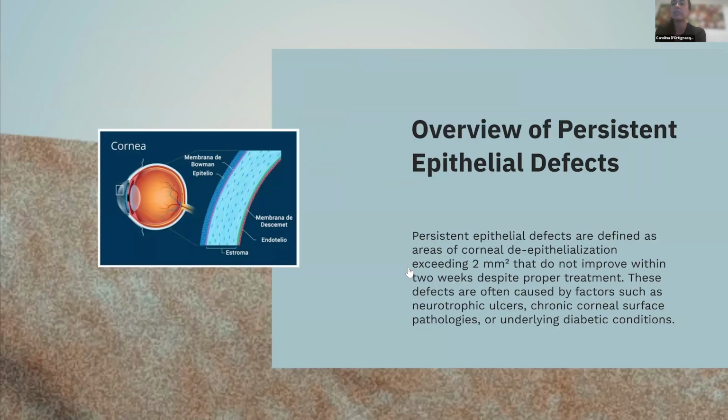Overview: persistent epithelial defects are defined as areas of corneal de-epithelialization exceeding 2 millimeters that do not improve within 2 weeks despite proper treatment. These defects are often caused by factors such as neurotrophic ulcers, chronic corneal surface pathologies, or underlying diabetic conditions.